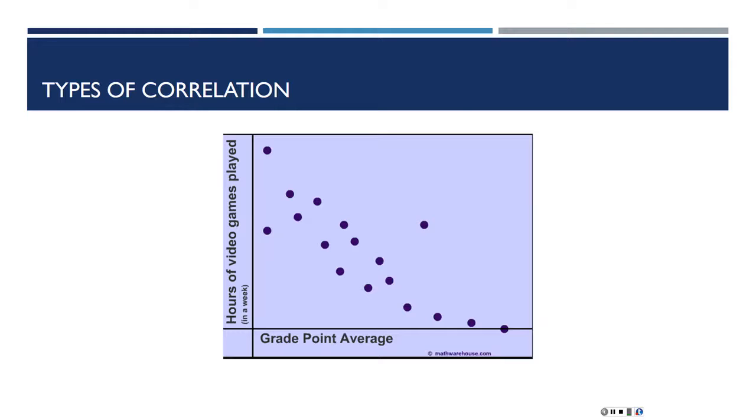It's negative. Okay? So basically this says the people that are making the highest grades play the fewest video games. And the people that make the lowest grades play the most video games.